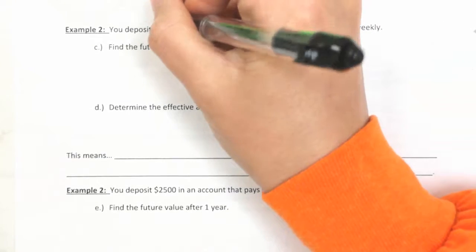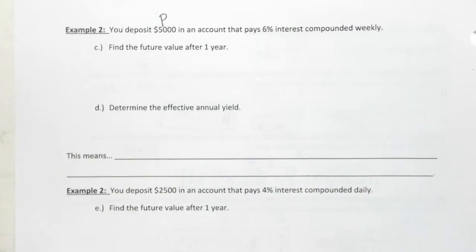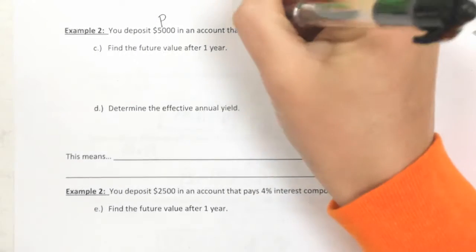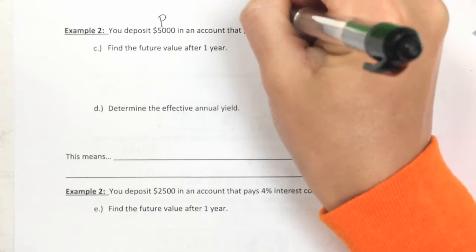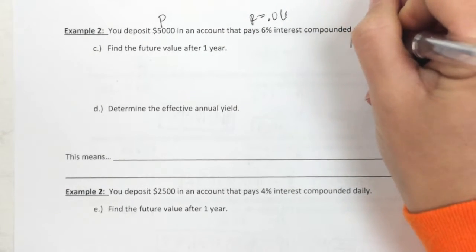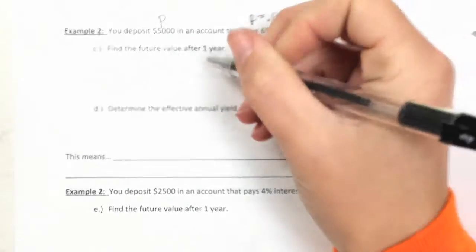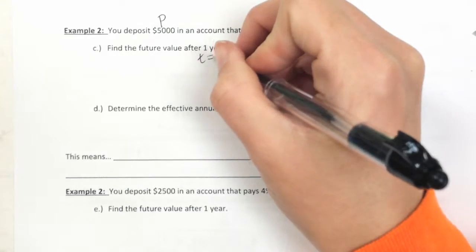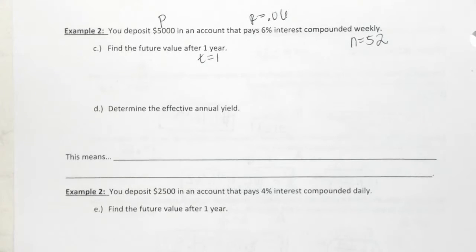So our P in this one is 5,000. That's what we're depositing. That's our present value. Our rate would be 0.06. Compounded weekly, so N would be 52. And T in this case is 1 because of the 1 year. So now I'm going to plug that into the formula.